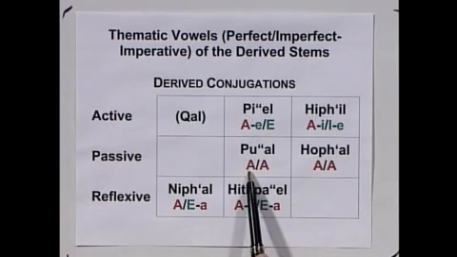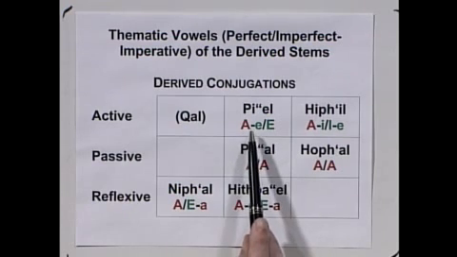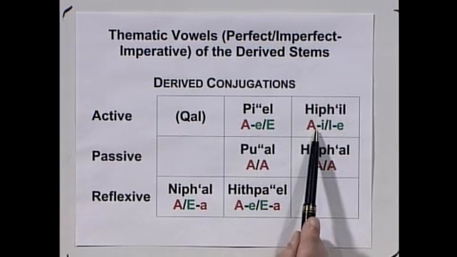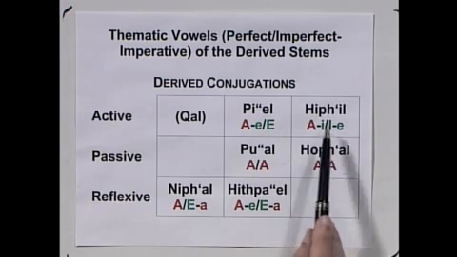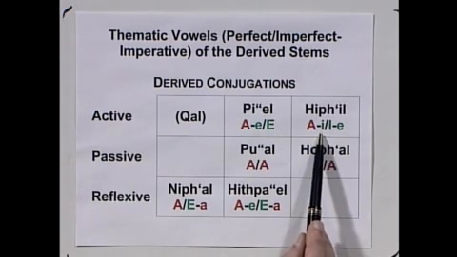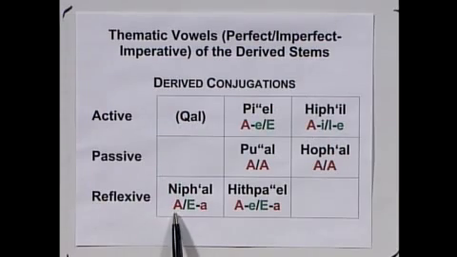A pure conjugation is what you see in the pual. In the pual conjugation, it is all patach, you see, in the perfect. And so our mixed conjugations will be our piel, our hifil, and then our hithpael. They're mixed because they're dominated by the patach, but yet they have also a little bit of sere or hirik yod. Our pure conjugations are going to be the pual, the hofal, and the nifal.